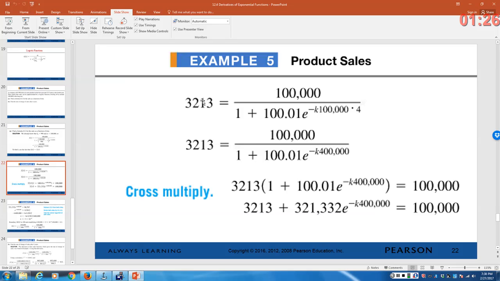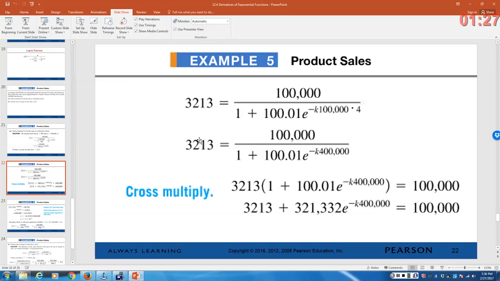So 32.13 in the fourth year gives us this problem. And 4 times 100,000 is 400,000. And that 101.01 is the result of dividing 100,000 by the 990, was it? Yeah, by 990. So they just simplified that a little bit.